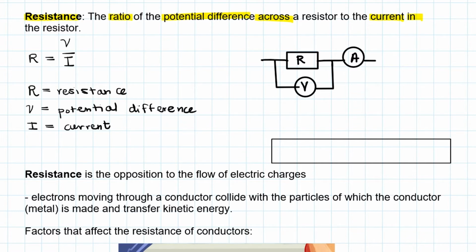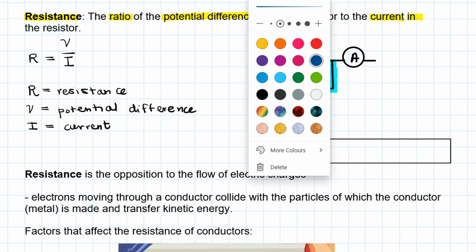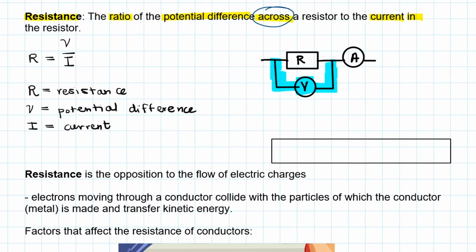We measure potential difference using a voltmeter. And as you can see in this rough sketch, the voltmeter is connected in parallel. This is very important. We therefore use the word across when referring to the potential difference. We say that we measure the potential difference across a device.